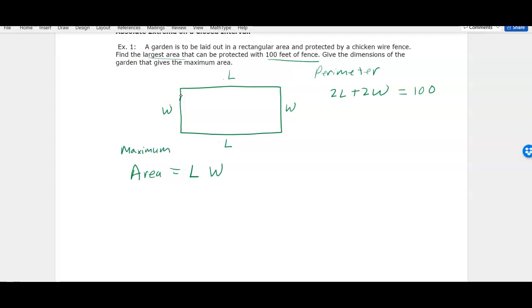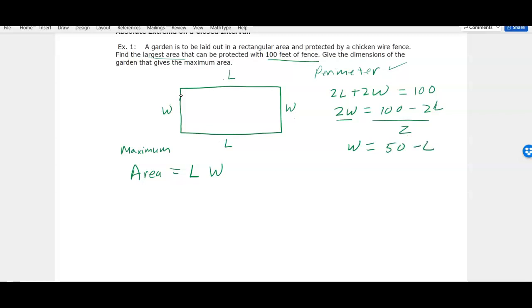Right now, it's in two variables, but what the perimeter information over here does is it allows me to express one variable in terms of the other. I'm going to solve this for W. And then I divide both sides by 2. And I get W equals, I can do 100 divided by 2 and 2L divided by 2. I do get 50 minus L.